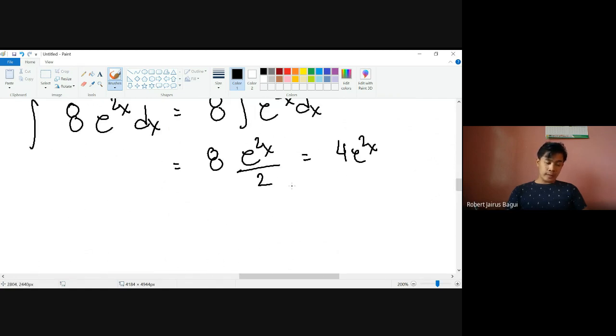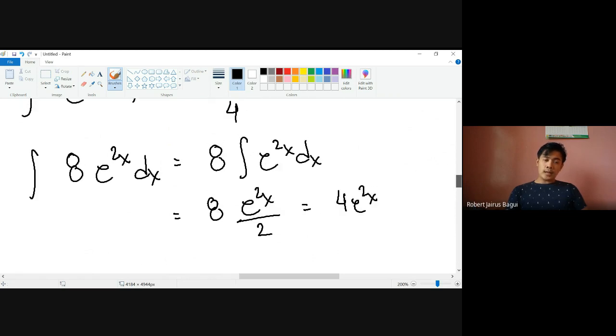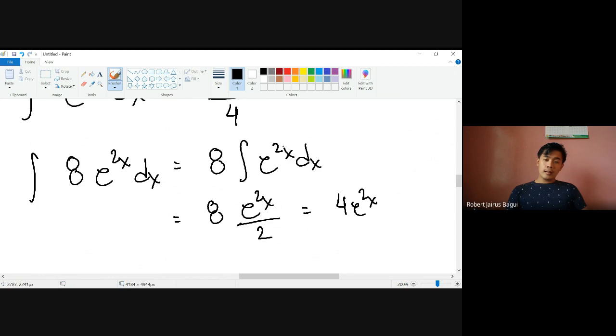Basta importante lang, tandaan nyo, as long as linear or walang exponent yung x, ilalim nyo lang yung katabi niyang constant.